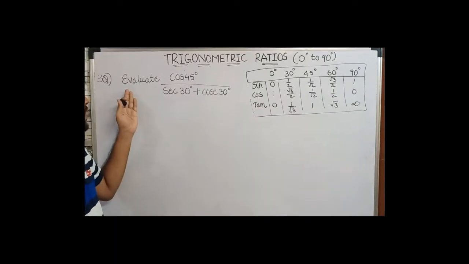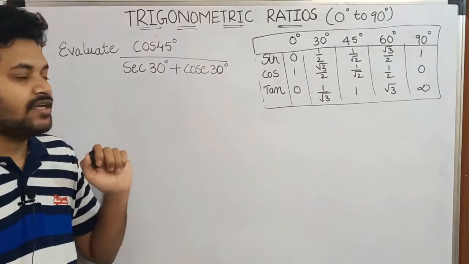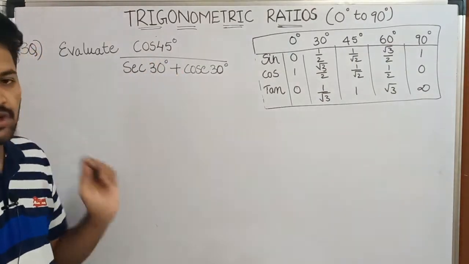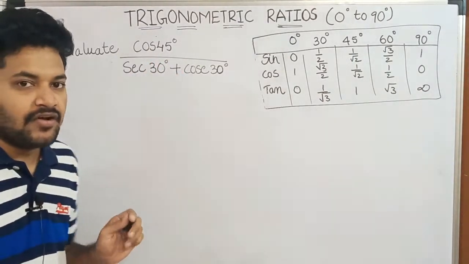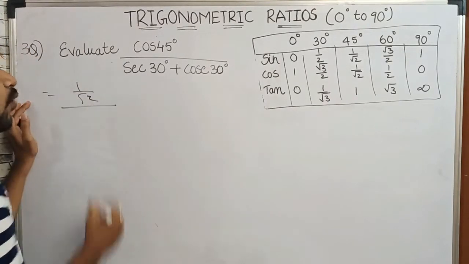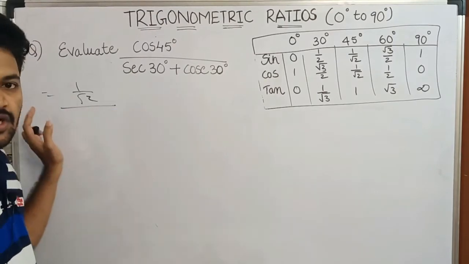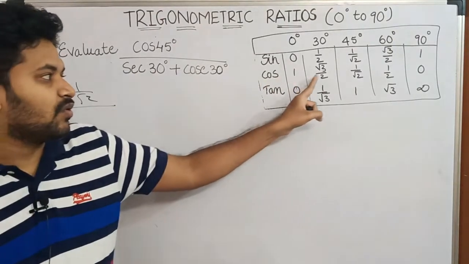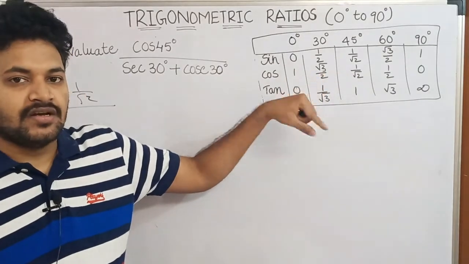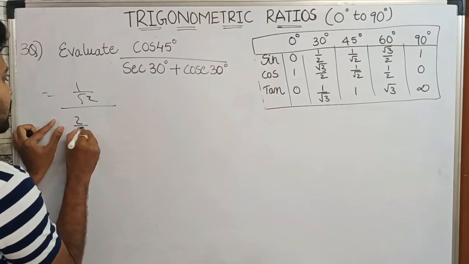Now next sum. Evaluate cos 45 by secant 30 plus cosecant 30. So here you should think about substituting values. What is cos 45? It is 1 by root 2. By what is secant 30? You should think about a reciprocal. Secant reciprocal is cos. What is cos 30 value? Root 3 by 2. If you reverse it, means reciprocal, 2 by root 3. So secant 30 is 2 by root 3.